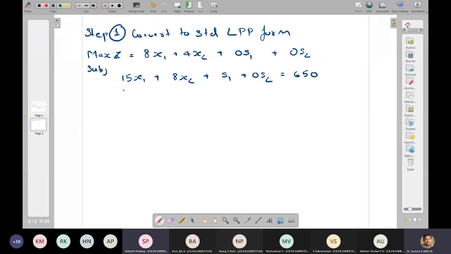Second constraint. 0 S2 comes there, sir. Yeah, I'll come to it. 25x1 plus 6x2 plus 0s1 plus s2 equals 840. S2 is coming here in the second equation. Am I right?